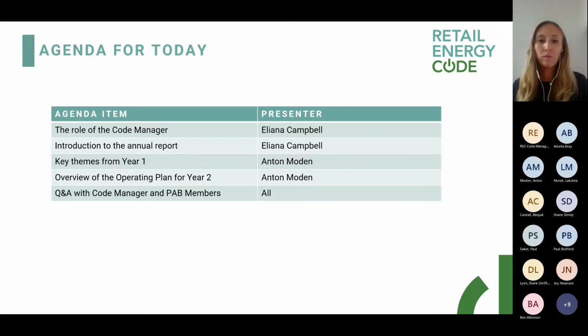So just to run you briefly through these items, I'll start off by giving a bit about the role of the code manager and specifically our team. Hopefully if you've been to some of our webinars before, this will be a useful refresher, but if you haven't, then it'll introduce and set the scene for some of the activity that we do as a performance assurance team. I'll then introduce you to the annual report, what the purpose of the report is, and also the interaction that we've had with the Performance Assurance Board on developing that report. I will then hand over to my colleague Anton, who will talk you through some of the key themes in a bit more detail from year 1, and then also give the overview of the operating plan for year 2.